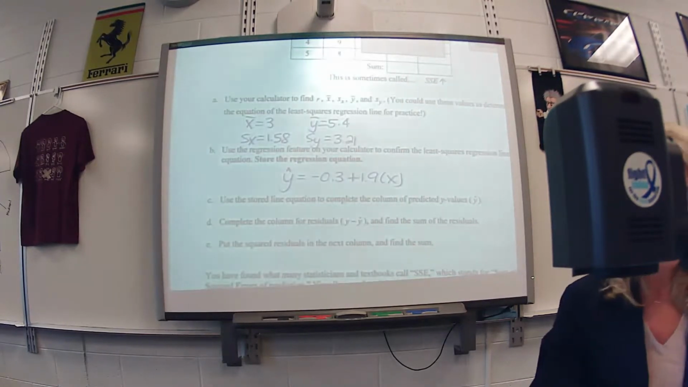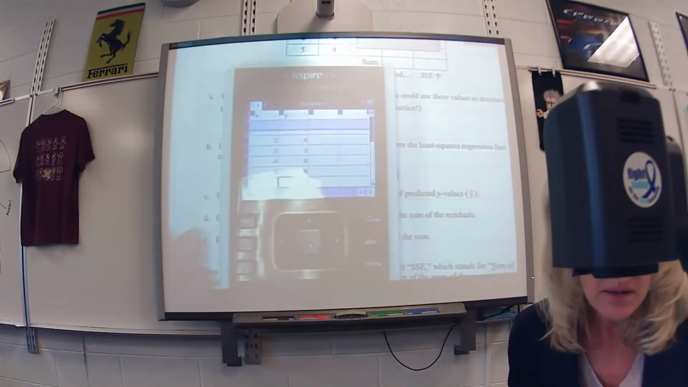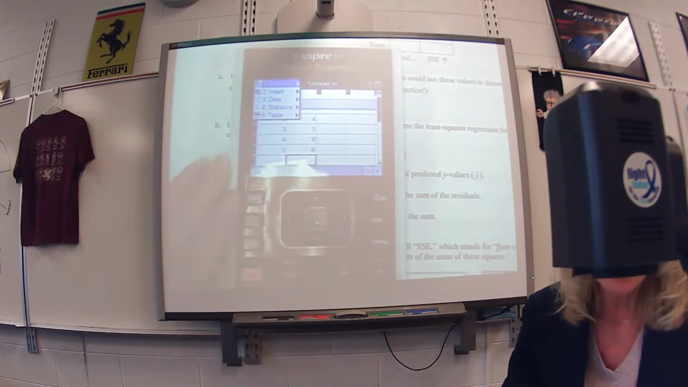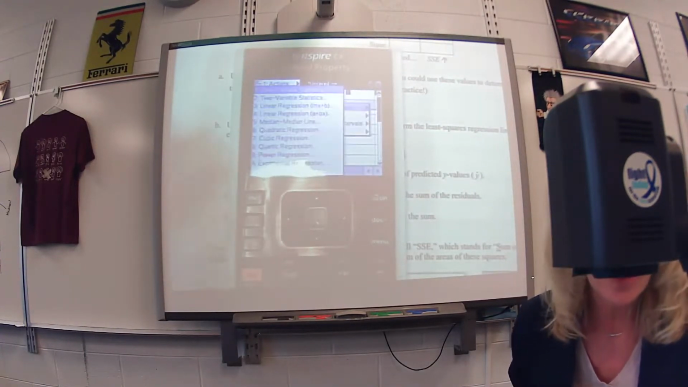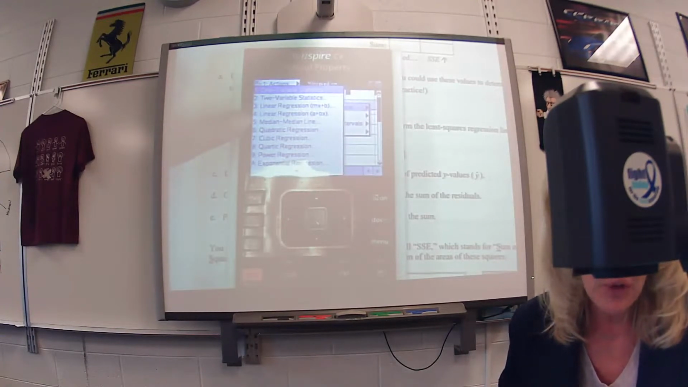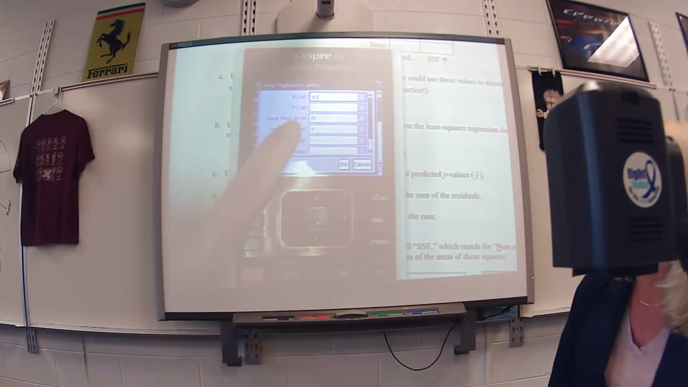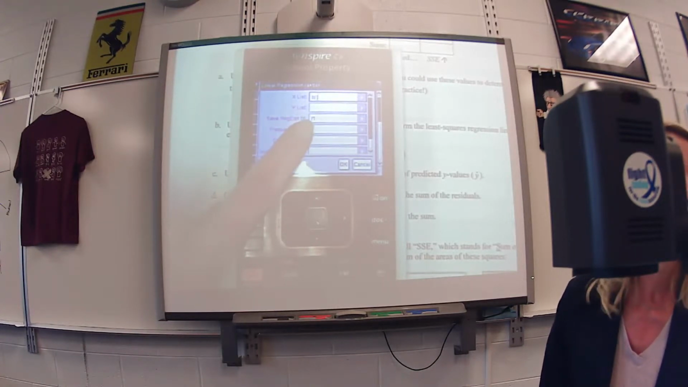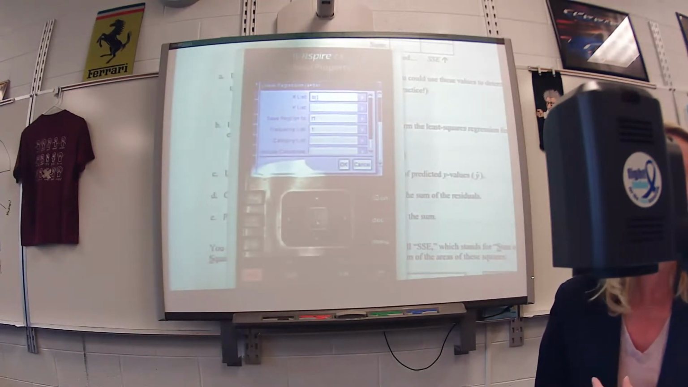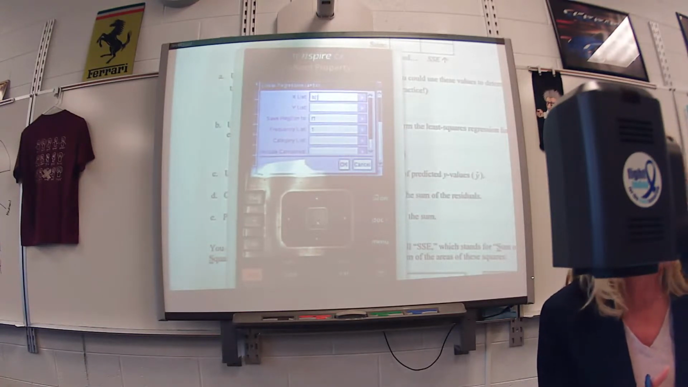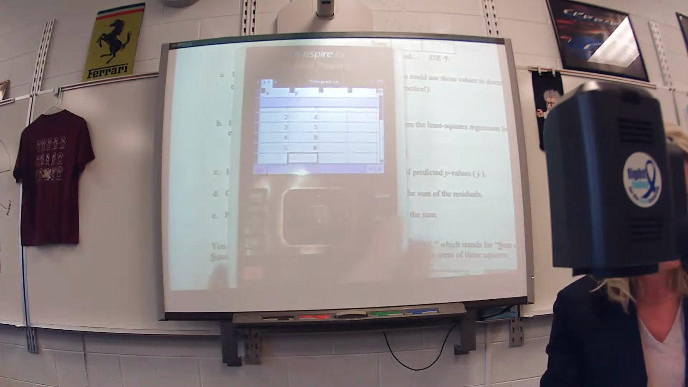I won't actually do it, but if I started on my Inspire, I could do statistics, I could do calculations, and I could do option 4, linear regression. It's right there. It's telling me that it's going to save the regression equation to F1. So it's automatically going into its memory for you, okay? So you don't have to retype the equation, is the cool thing. You don't have to retype the whole thing, all right?